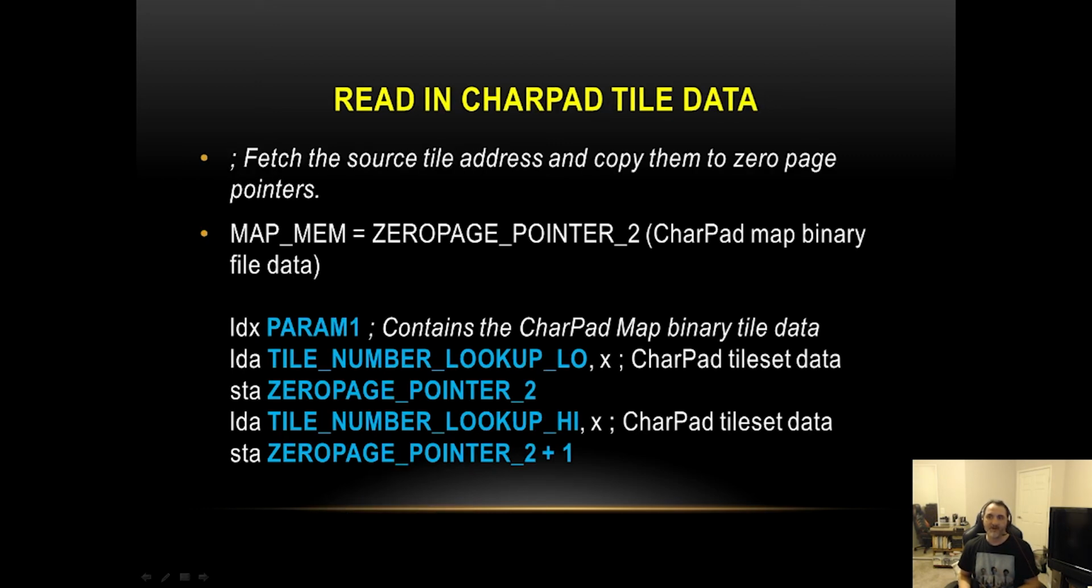Read in CharPad tile data. Fetch the source tile address and copy them to 0-page pointers. And I put an example here of what mapmem is doing. It's just pointing to that CharPad map binary file data.